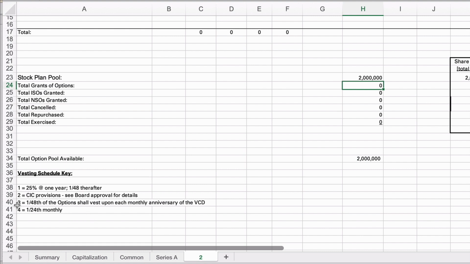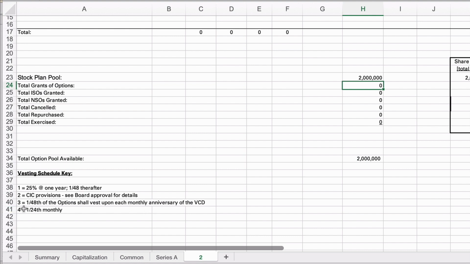And then you can see here, number 3, these can be different types of things that are going on. You may have different things that you've given different people. You can see here 1/48 of the option shall vest monthly anniversary vesting commencement date. For example, I might give this to a board member rather than having a 1-year cliff. Or I might give this to an outside contractor that I'm working with because it's just not fair for them to have a 1-year cliff.